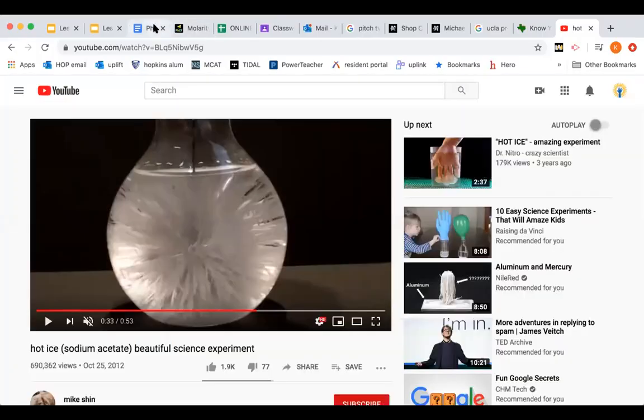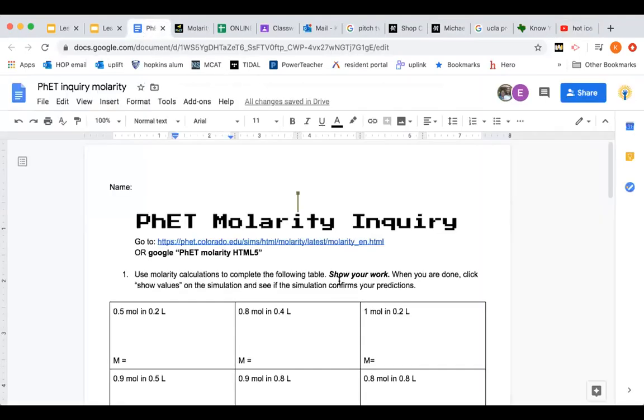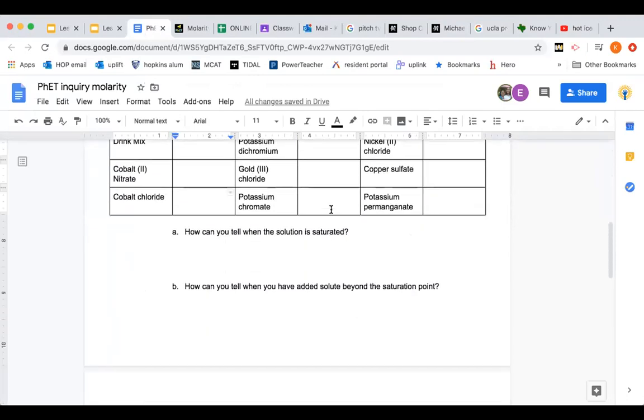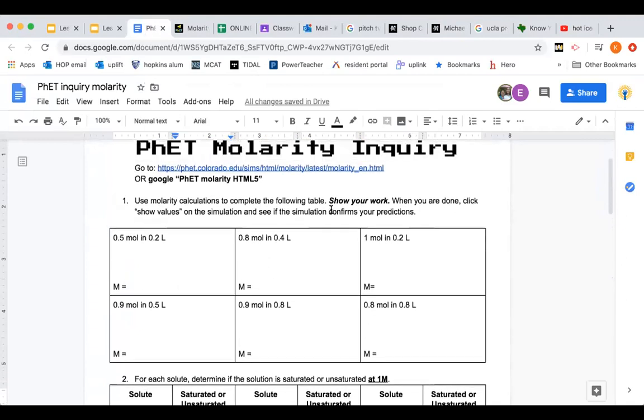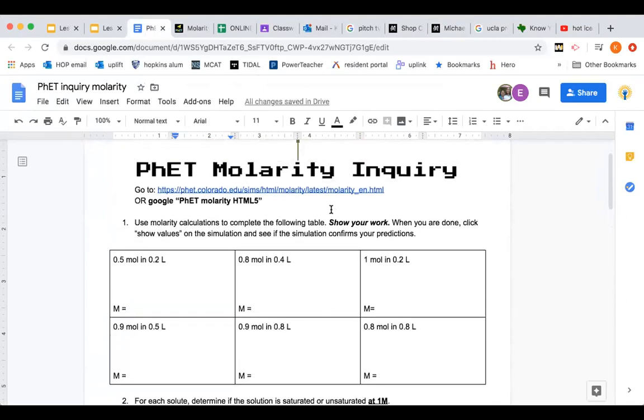All right, last thing you need to know then for today is about our assignment. It is called PhET molarity inquiry, okay? In the PhET molarity inquiry, what you are going to do is all of this is using this link here. You can also just Google PhET molarity. It will be the first thing that comes up. You can do it on a phone or a computer, so it should be fine.